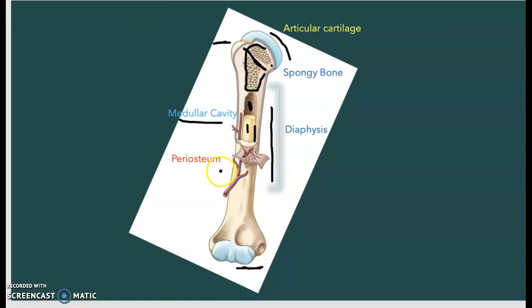Down here we have the periosteum, which are these red blood cells that cover the diaphysis, and they supply the bone's tissue through these blood cells right along here, all up and down this bone.